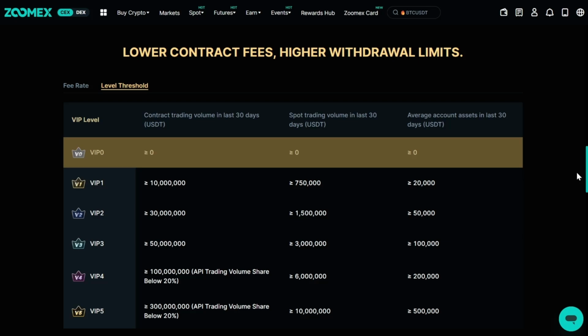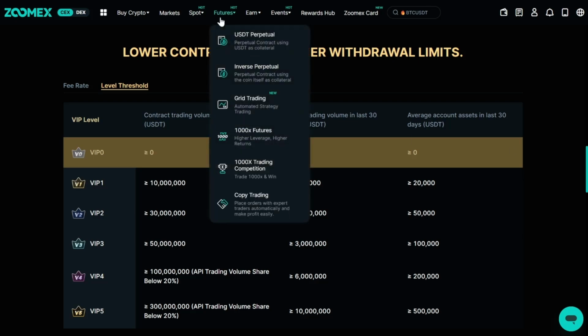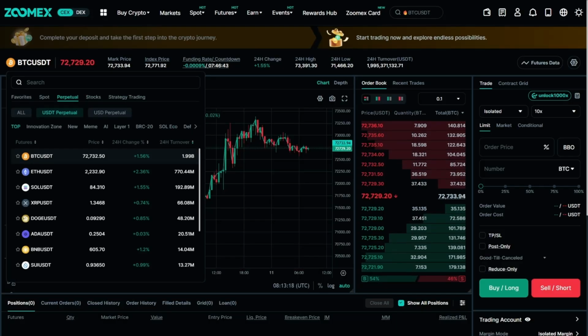Now that we understand our trading fees, we can head to the futures dashboard on Zoomex. On the top left is where we can choose the tokens that we want to trade. For this tutorial, we will be trading Bitcoin.